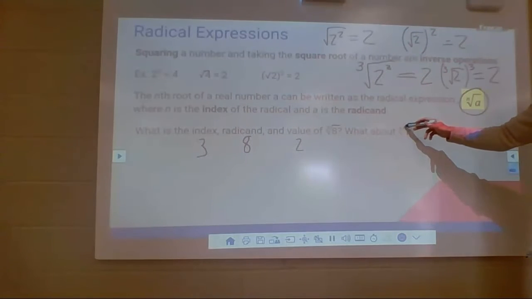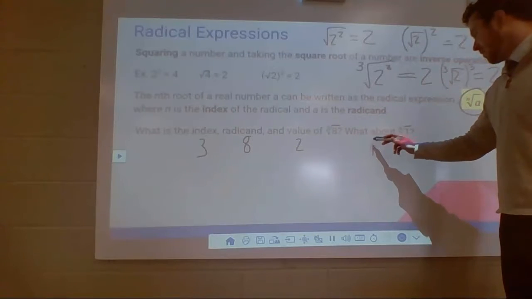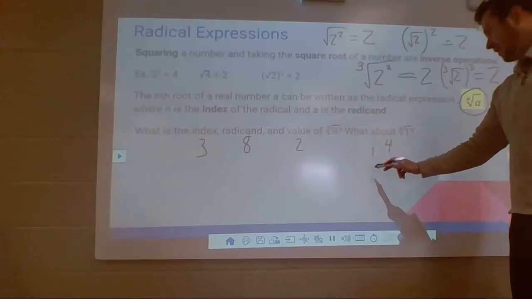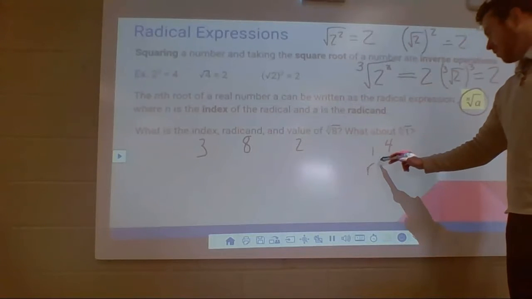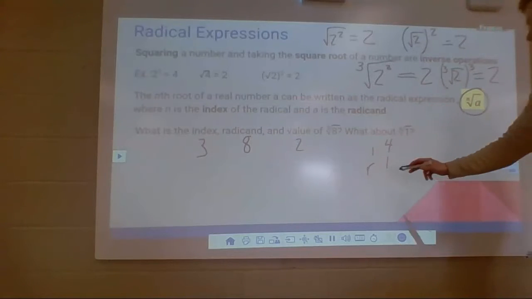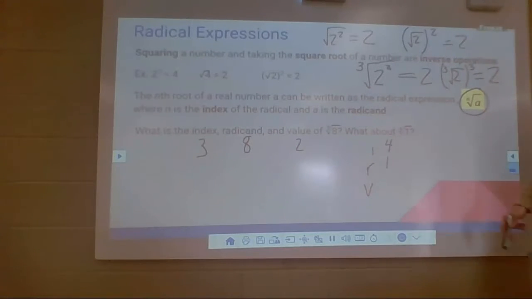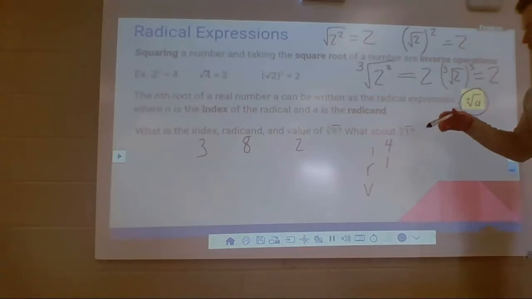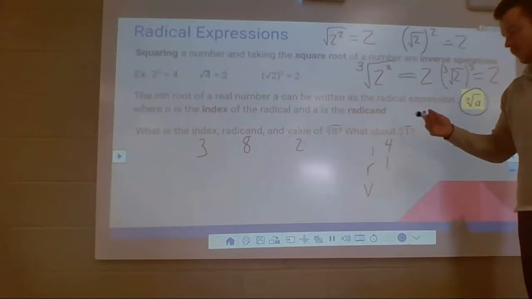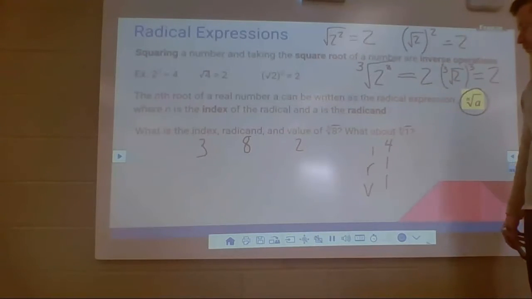What about the 4th root of 1? Well, the index is 4. The radicand, what's under the radical, right? The radicand is 1. And the value of the 4th root of 1 is just 1. Think about it like this. What to the 4th power is 1? Well, it's just 1. 1 to the 4th power is 1, so the 4th root of 1 is 1.